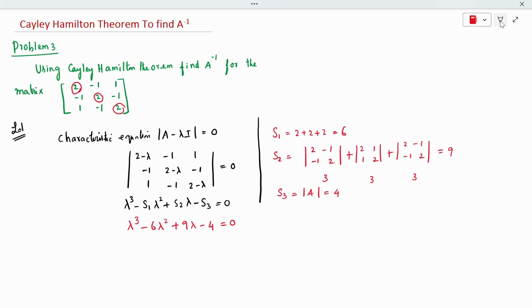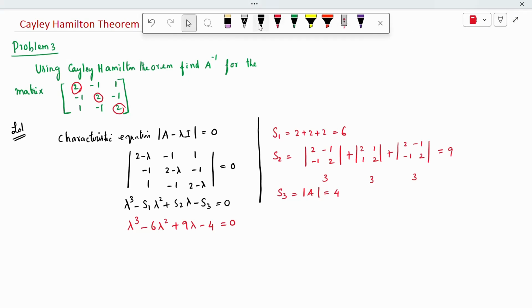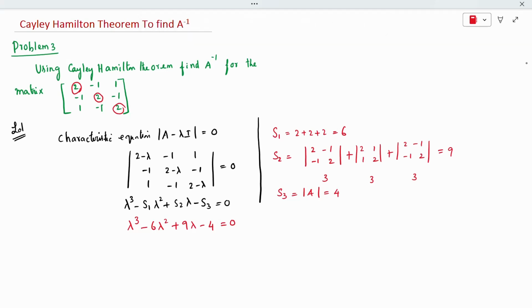So now what are we going to do? We are going to apply the Cayley-Hamilton theorem. So what is our Cayley-Hamilton theorem? By the Cayley-Hamilton theorem, replace lambda by A. So it is nothing but A cube minus 6A squared plus 9A minus 4I equal to 0. You check.